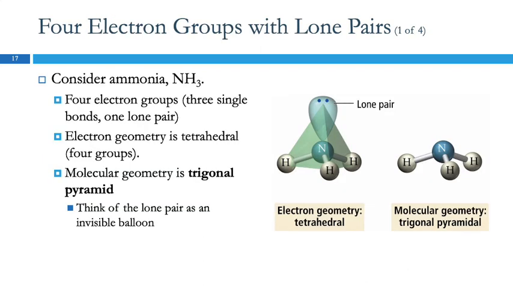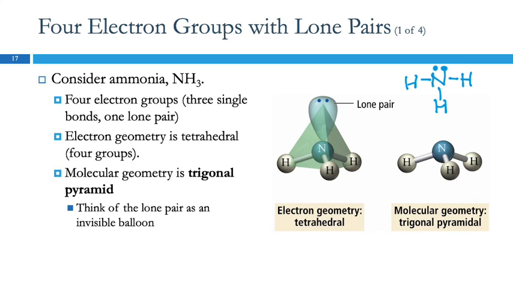So consider ammonia. Ammonia's Lewis structure looks like this. There are 4 groups. There are 4 groups around the central atom. 3 bonds and a lone pair. Well, that's 4 groups. How do 4 groups get away from each other?